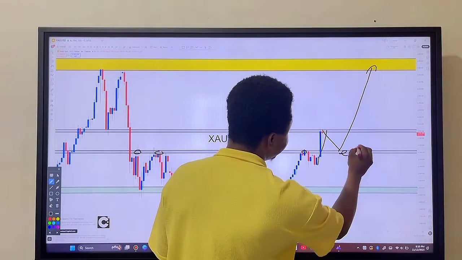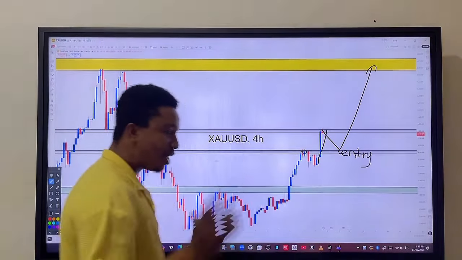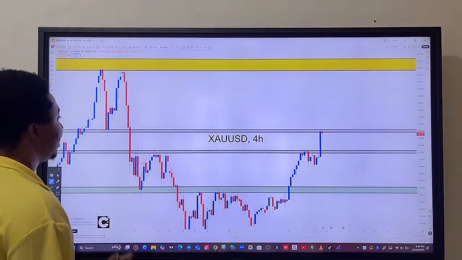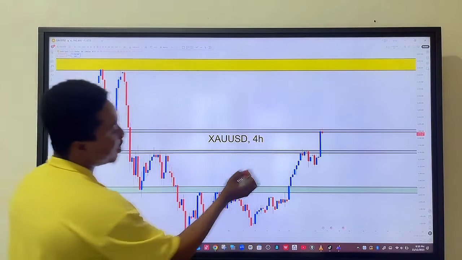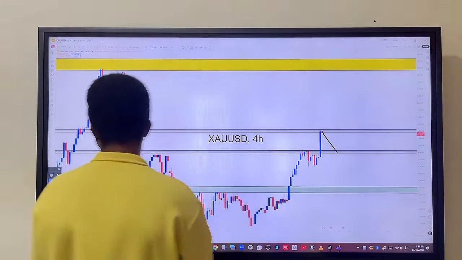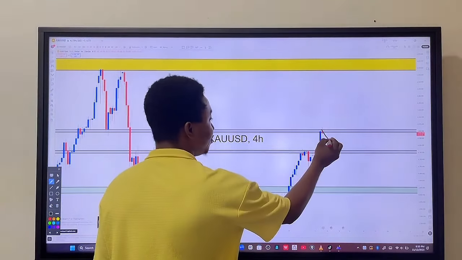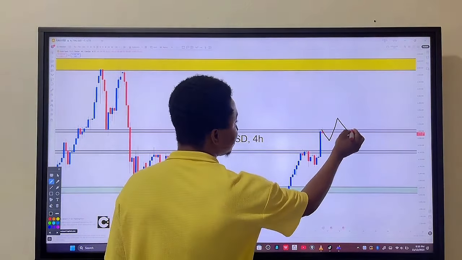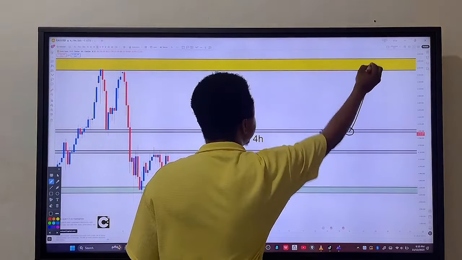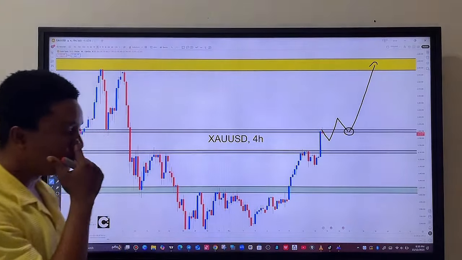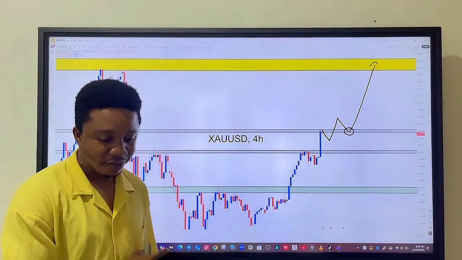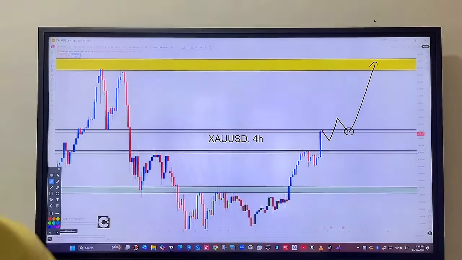Now the other way that we're also going to pick our entry is that if sellers are unable to give us a complete retest and instead drop a little bit down, break above and retest, you pick entries here also to the upside on gold. So gold, this is also a full and complete technical analysis. All right, let's continue.